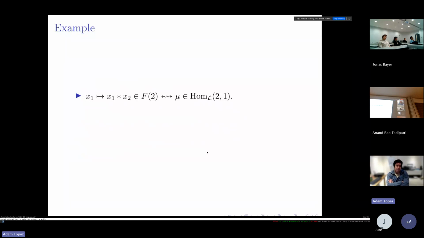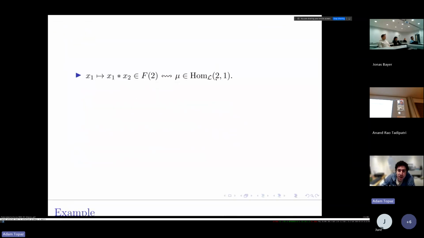So let's consider the function from, here I'm going to construct a morphism from 2 to 1 in this category. A morphism from 2 to 1 is the same thing as a function from the set with one element to the free group on two generators. The element in the set with one element is what I called x1. And if I look at the function that sends x1 to this product of the two generators in F2, that will correspond to some morphism from 2 to 1 in this category.